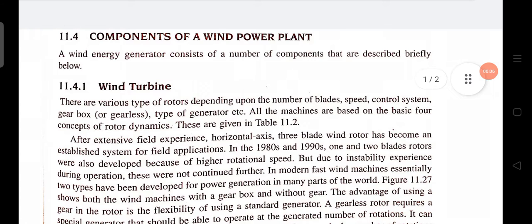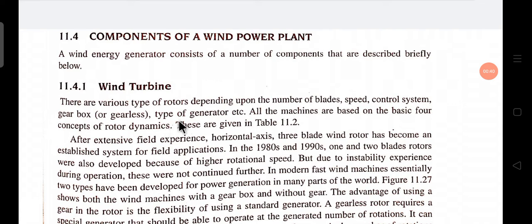In today's class, we are going to discuss the components of a wind power plant. A wind energy generator, or wind power plant, consists of a number of components, and in today's class we are going to discuss these components one by one. The first component is the wind turbine.